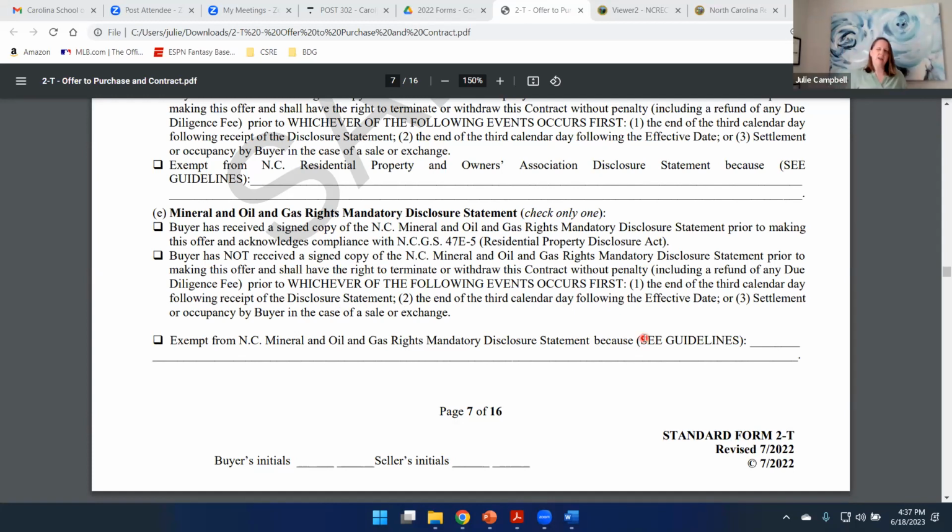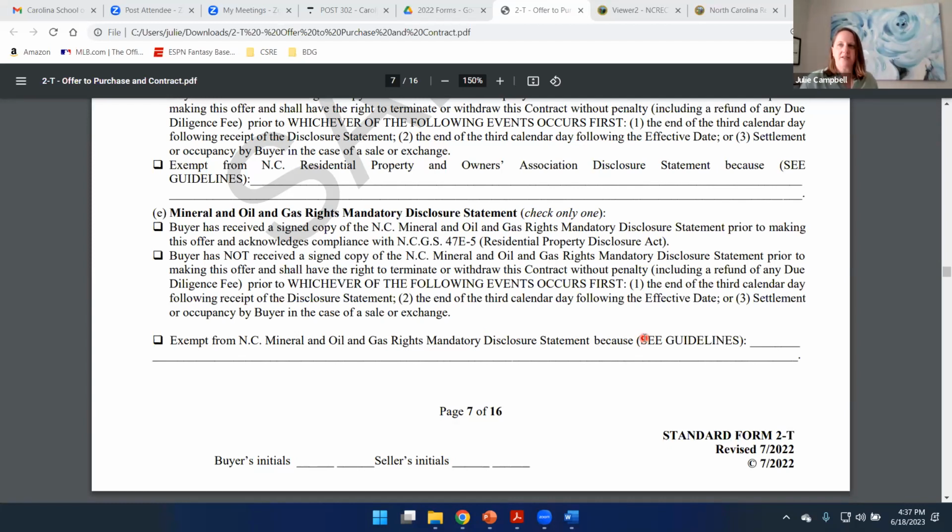The MOG is required for new construction. So if you're doing new construction, you have the MOG, you won't have the RPODS. One time that the MOG is exempt is on vacant land. The MOG's only required when there's a structure on the land. But when in doubt, you can see those guidelines to see the complete list. Questions on that?